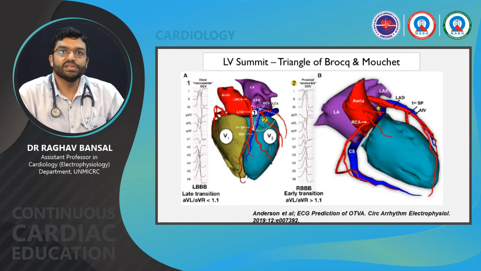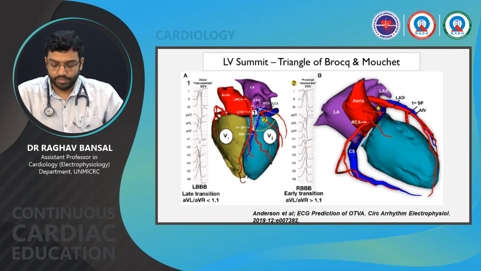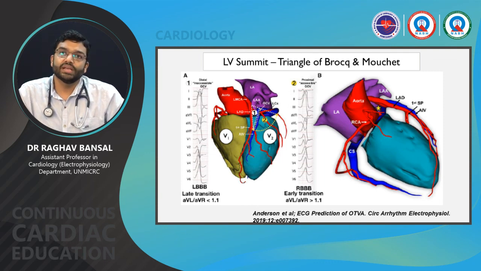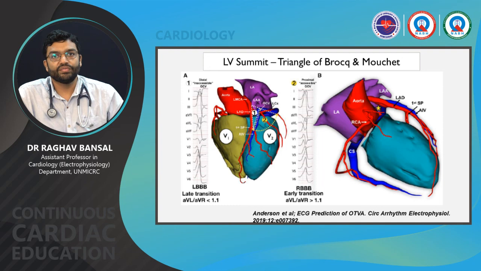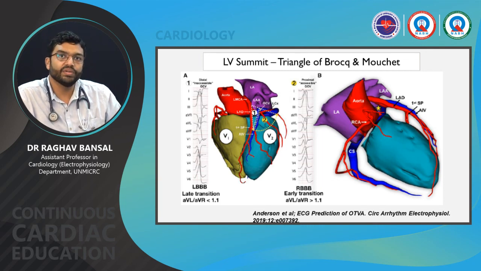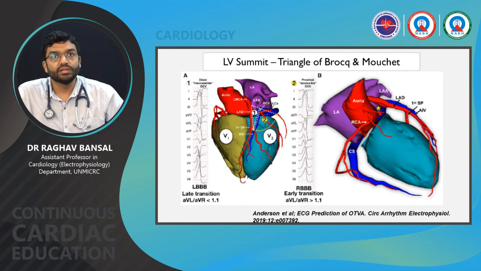Now coming to the LV summit. The LV summit is marked anatomically by the triangle of Brocq and Mouchet. It is basically a region of the LV epicardium, which is the superior-most part of the left ventricle. So it will give all positive waves in V1 to V6. The triangle's boundaries are marked by the left main, the left circumflex, and an imaginary arc between the LAD and the circumflex. This is the region.